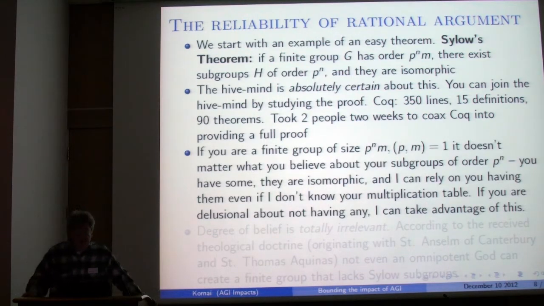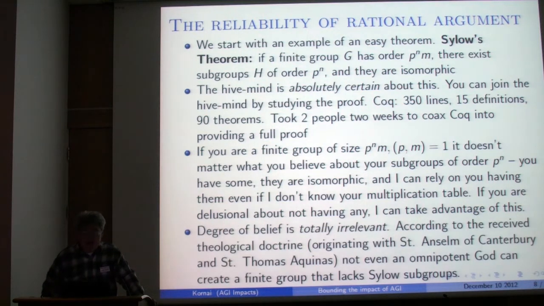Now, if you're a finite group of this size, it doesn't matter what you believe about your subgroups of order p to the n. You have some, they are isomorphic, and I can rely on you having them even if I don't know your multiplication table. If you're delusional about not having any, I can take advantage of this. And that's it. A main point here is that the degree of belief has nothing to do with Bayesian reasoning and degree of belief. The degree of belief is totally irrelevant.